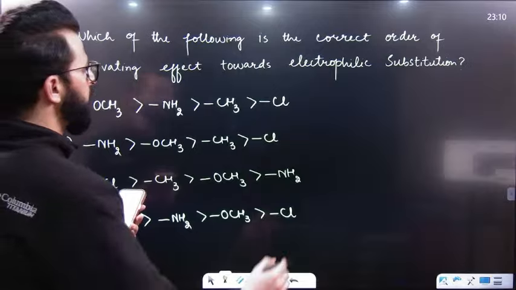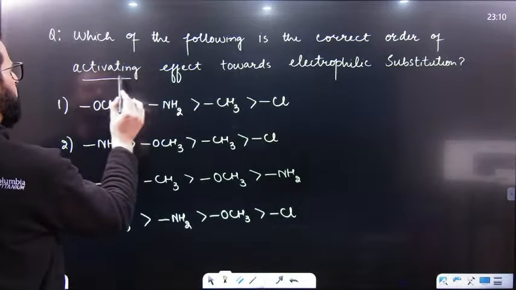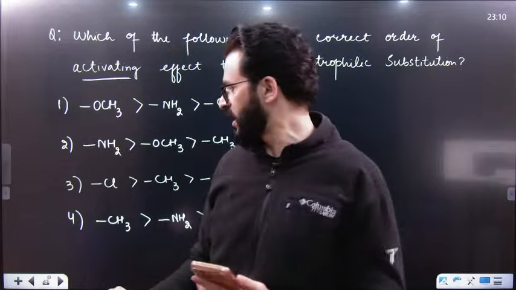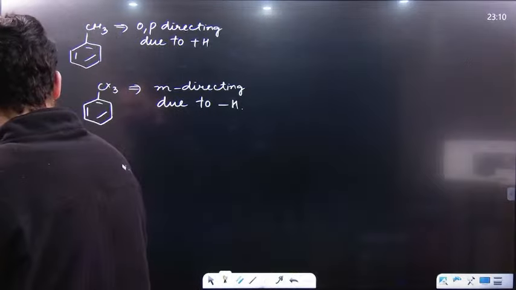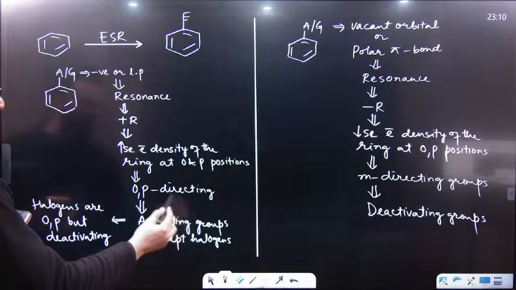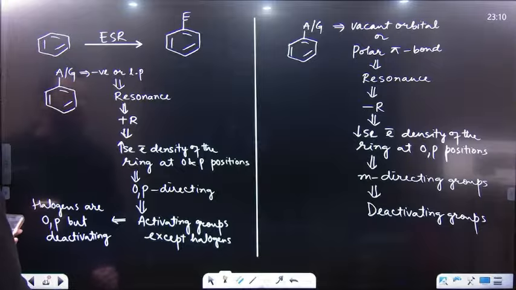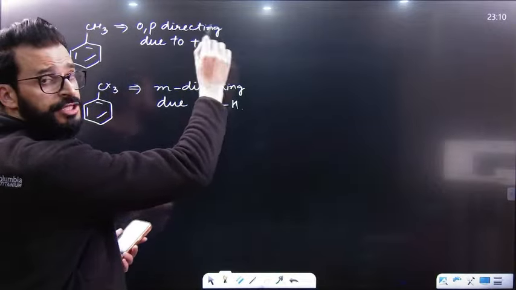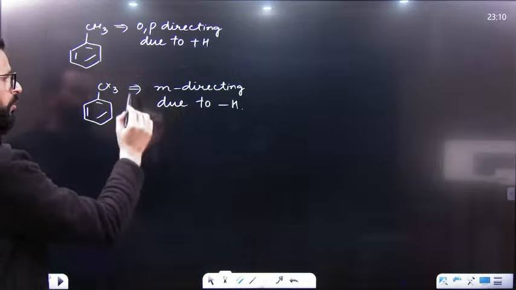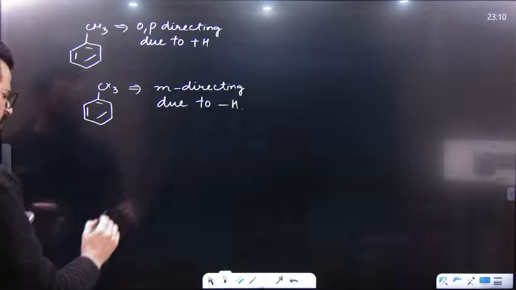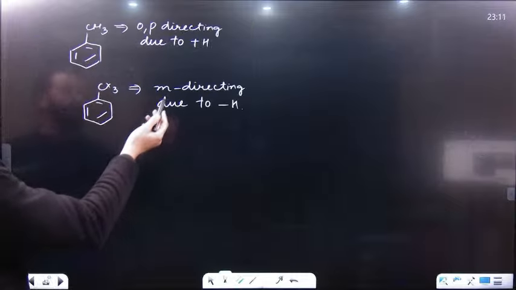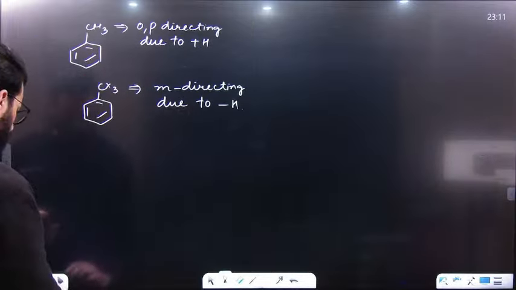Okay. The question is the correct order of activating groups. Which groups are activating? Activating groups are those groups which are ortho-para directing, except halogens. That means these are activating groups. This is also an activating group, because it's ortho-para directing, but this is due to hyperconjugation. Meta directing groups are deactivating groups, whether because of resonance or because of what we call hyperconjugation or reverse hyperconjugation.